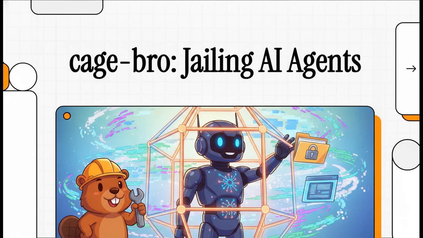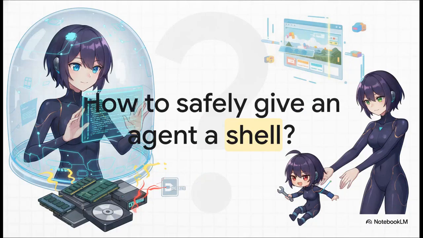Welcome to this explainer. Today, we're tackling a massive, absolutely crucial security risk, giving AI agents direct access to your files and your shell. We're going to be taking a close look at a powerful new tool called CageBro. And honestly, it completely changes the game for how we handle agent execution. So, let's dive right in.